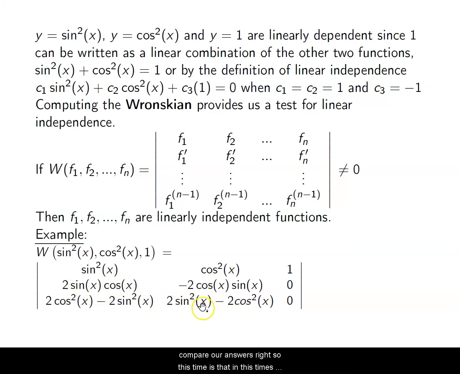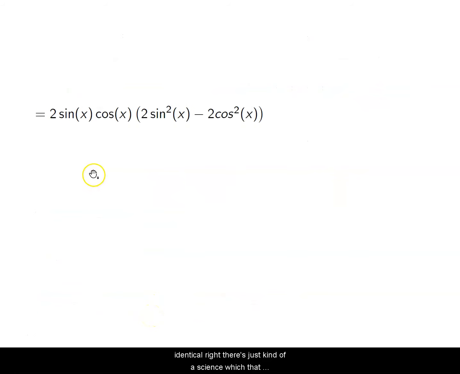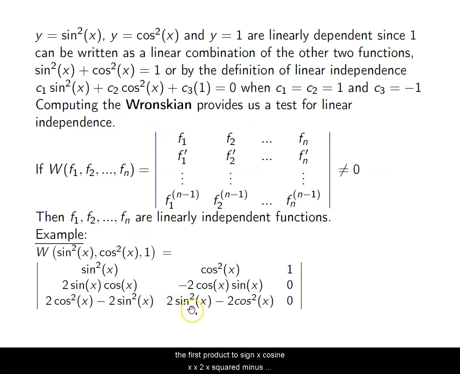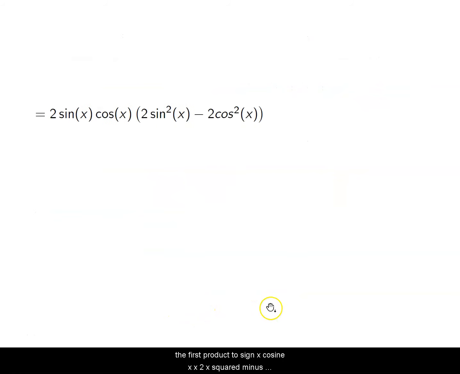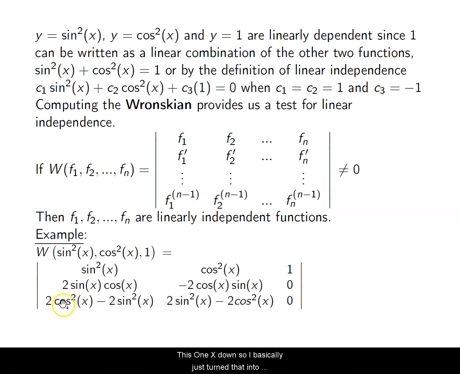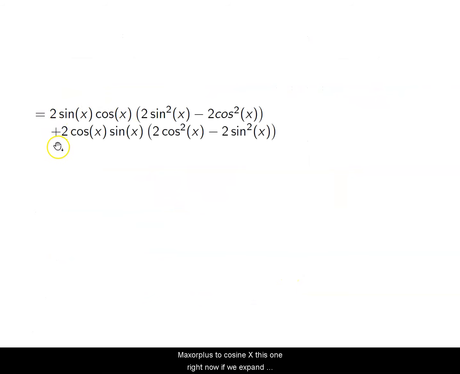So this times that, and this times this, right? You can almost see already that they are identical. There's just a sign switch that happens here. So we'll go ahead and do this. This is the first product: 2 sine x cosine x times 2 sine squared minus 2 cosine squared. In the second product, we're going to subtract this one times that one, so that basically turns that into a plus times that. So plus 2 cosine sine times this one.